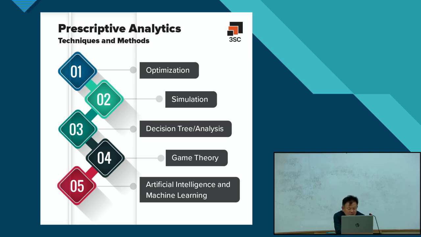Prescriptive analysis techniques and methods. First step is optimizing the data. Then simulation, which is a test for the data and methodology. The third step is decision tree analysis. A decision tree is something like this type. We are given some data, and this is yes, this is no. Some process is yes or no, and then here.